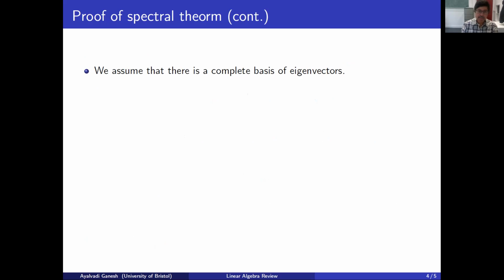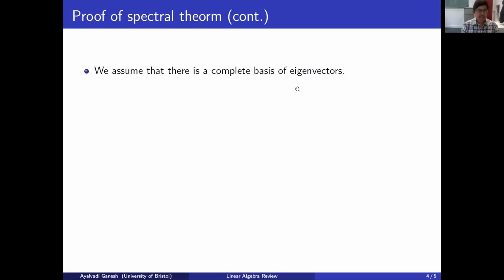This doesn't happen for all matrices. You can have matrices for which there are repeated eigenvalues, but the geometric multiplicity of an eigenvalue is strictly smaller than its algebraic multiplicity. Meaning, for example, that an eigenvalue may be repeated 4 times, but it may only have 2 eigenvectors. That doesn't happen for Hermitian matrices. I'm not going to prove that, but I'm just going to assume it.